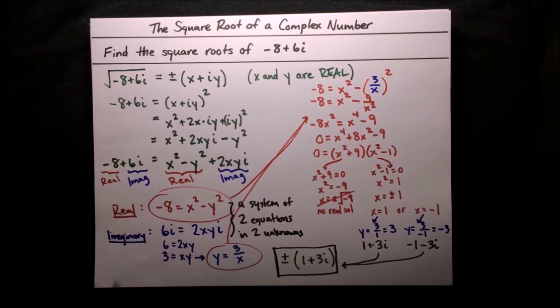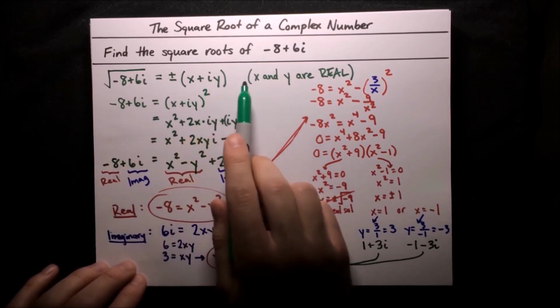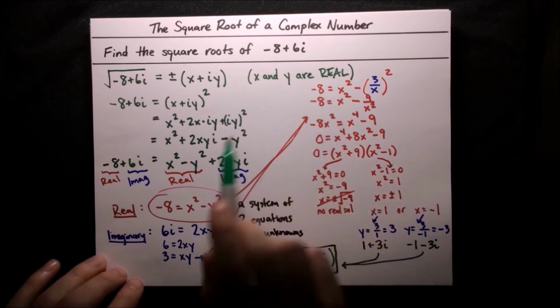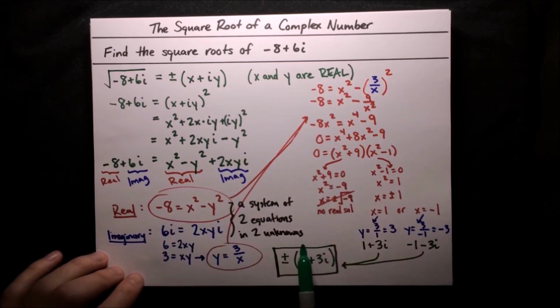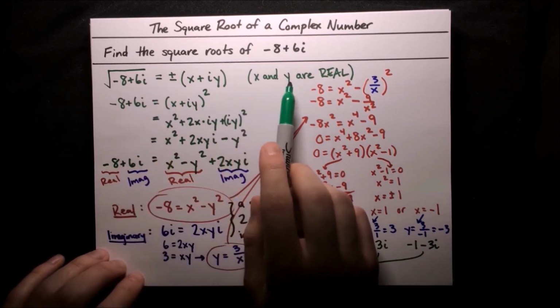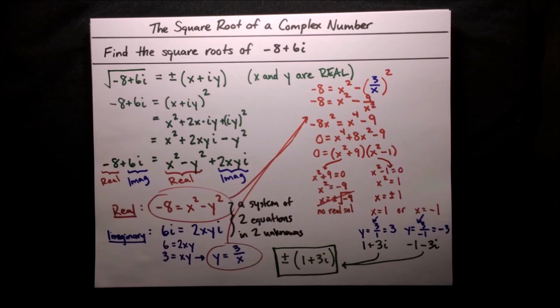And this method here of assuming a complex number of the form x plus iy, where x and y are real, and then breaking up into real and imaginary system of equations and solving that system, that'll work for any complex number. So we can use this method to find the square root of any complex number. Great, so now that we know how to find the square roots of complex numbers, in the future we'll continue to learn how to perform other operations with complex numbers, such as division.